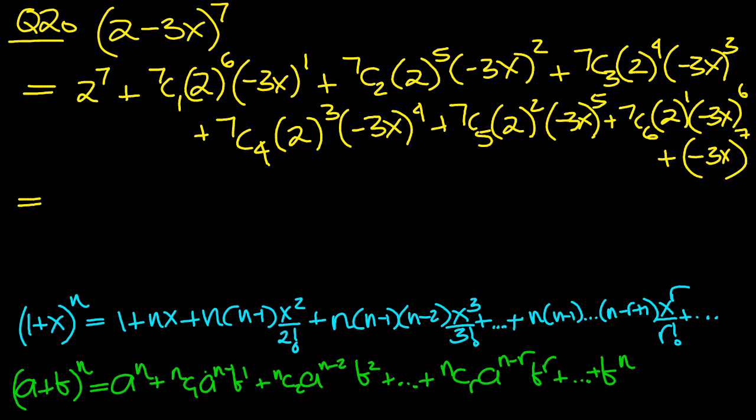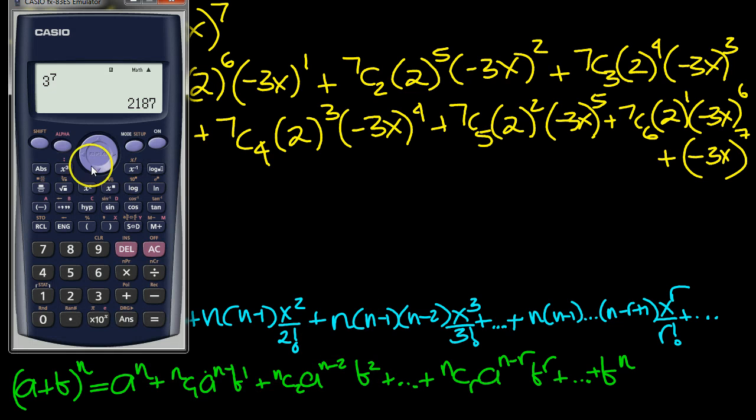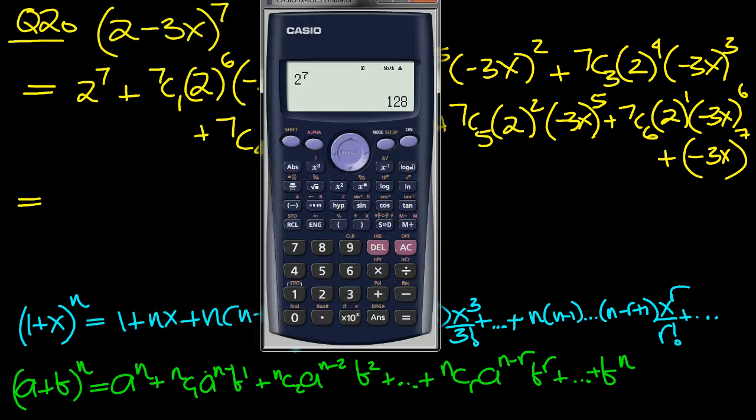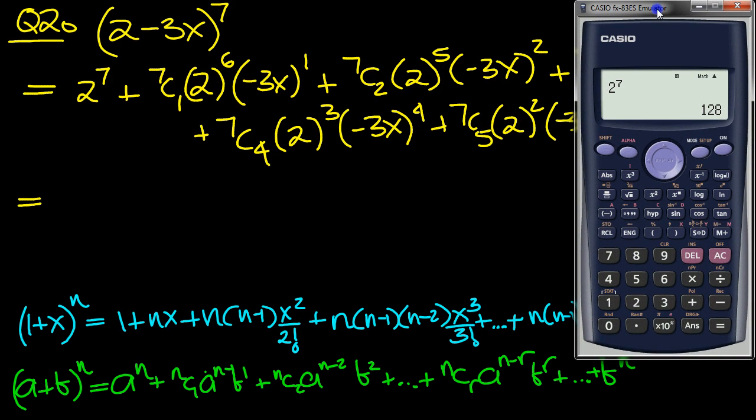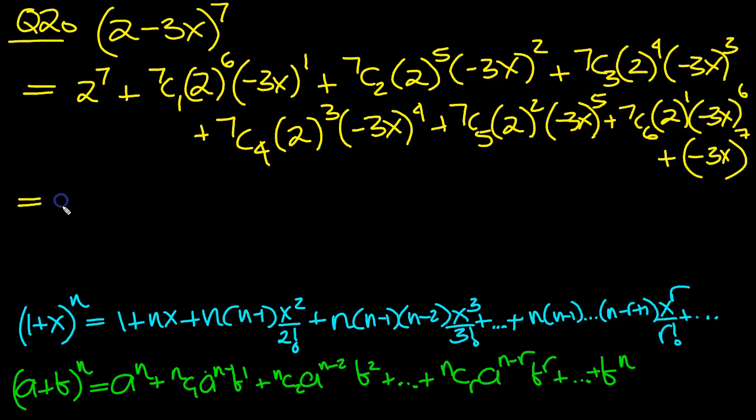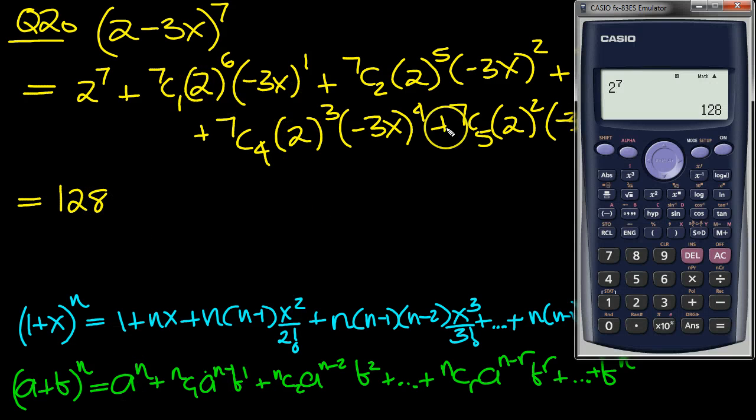We need 2 to the 7 to start with, so let's get our calculator. 2 to the power 7. What do we get? 128. So let's move our calculator over here for the time being. It's 128. Next term. We can keep these in our calculator now. So we've got 7c1.